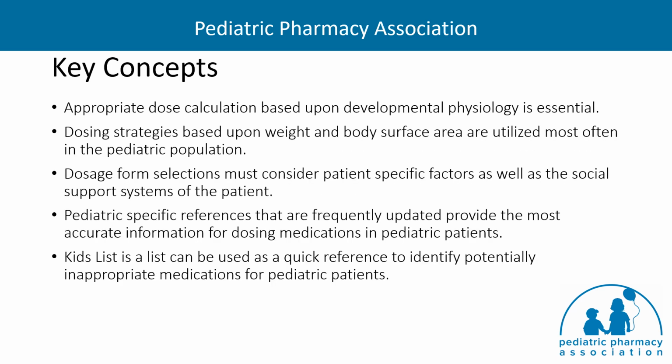And that brings this session to an end. In summary, dose calculation based upon developmental physiology is essential. Doses based upon weight and BSA are utilized most often in the pediatric population. When selecting a dosage form, consider patient-specific factors and the social support system of that patient. Use the pediatric-specific references available to provide the most accurate dosing recommendations. And finally, incorporate the Kids List into your daily practice as an extra measure to ensure safe medication use in children.